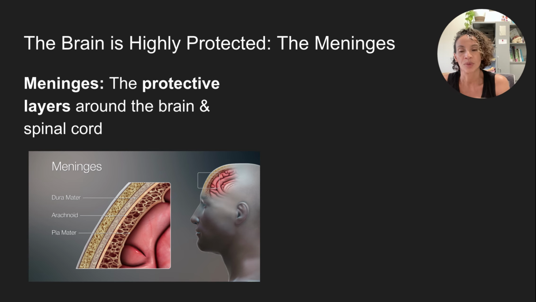Another way in which the brain and the spinal cord are protected is through what we call the meninges. The meninges are these protective layers around both the brain and the spinal cord, and they're stacked into 3 different layers. If you were to open up your skull, as in this diagram here, we would see the first layer, which is the dura mater, meaning the toughest layer. It's this tough, leathery layer. That's the first one that kind of separates bone from your brain and the other subsequent layers.